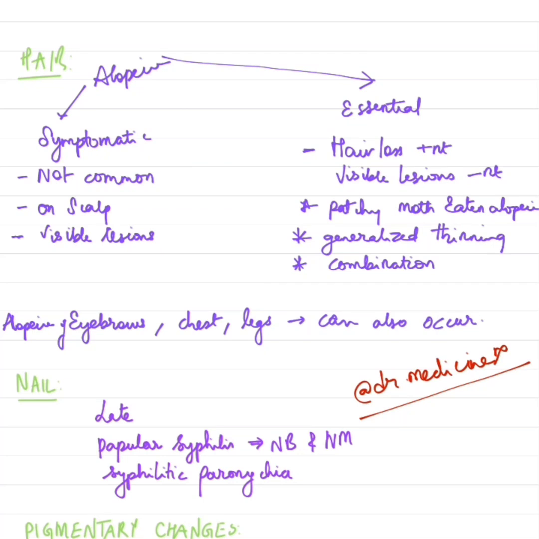In the essential type of syphilitic alopecia, there is hair loss, but there are no visible syphilitic scalp lesions, and this can be of three types. First is the classical patchy moth-eaten alopecia, usually seen on the sides and back of the scalp. It is the most common, and it is a non-scarring type of hair loss. The second is generalized thinning of the scalp hairs, and the third is a combination of the two. We can also see alopecia of the eyebrows, chest and legs.